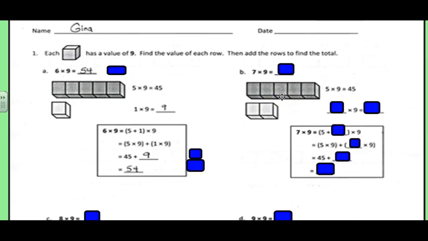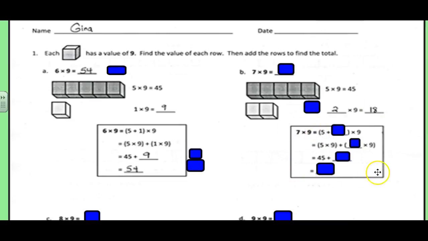Okay, on B, we are trying to solve 7 times 9. I see right here that we've got 5 9s and we've got 2 9s. So we're still working with our 5s fact. So this 5 times 9 is still here and it's still equal to 45. Right here I've got 2 cubes. So this first number is going to be 2. We know that each cube is worth 9. So we know it's times 9. So 2 times 9 is 18.